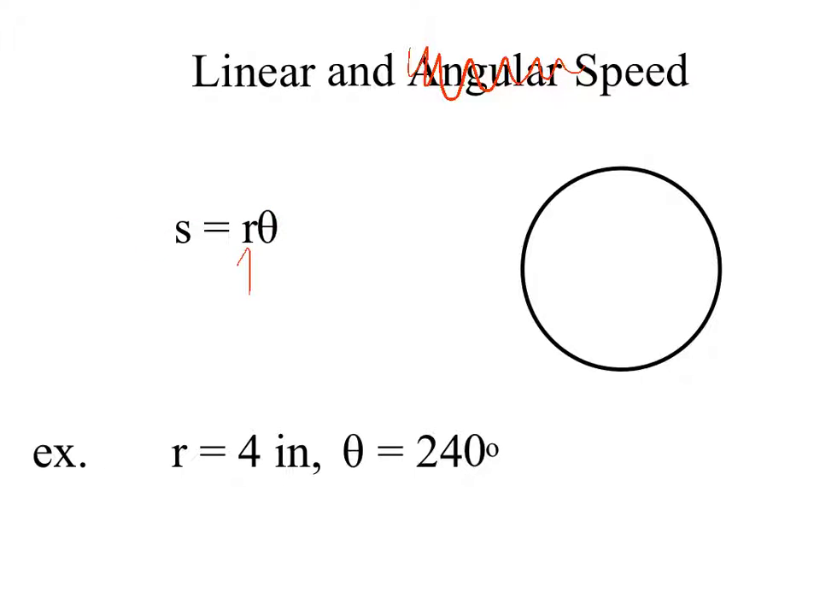So r is the radius of the circle you're talking about. And theta then is your angle, but it's really important, you guys, that your angle is in radians. So if it's in degrees, you actually have to change it back to radians. So the angle is in radians. And then S is arc length.